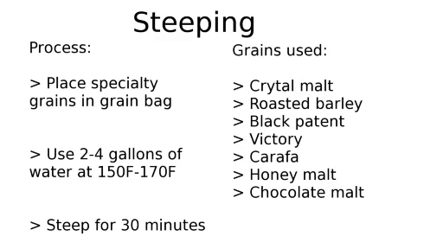This is the process that I recommend for Homebrew Academy members. You put your grains into a grain bag. You use 2 to 4 gallons of water at 150 to 170 degrees Fahrenheit and steep for 30 minutes. The most common grains used, these specialty grains, are crystal malt, roasted barley, black patent, victory, carafa, honey malt, chocolate malt, and there are some other ones as well.